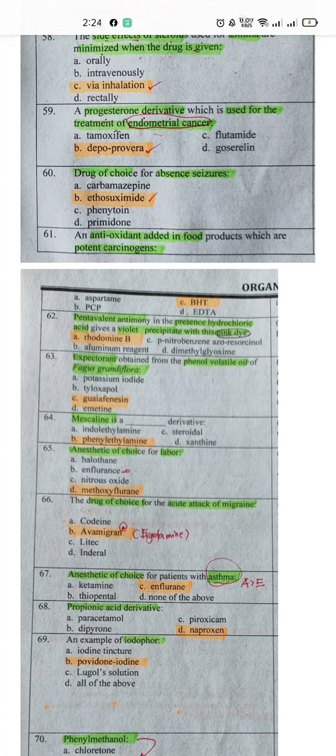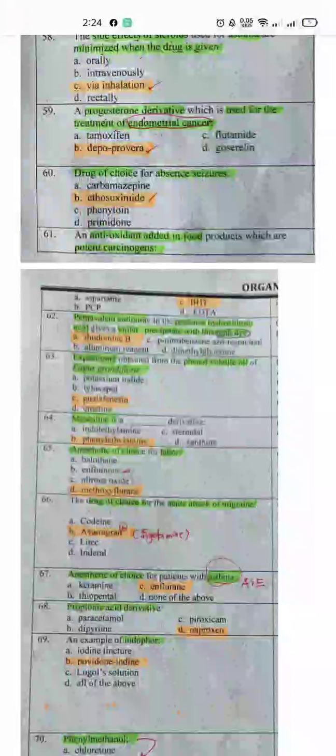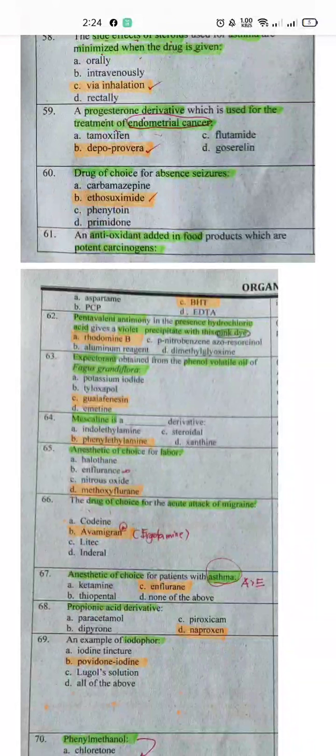So, number 63, expectorant obtained from phenol volatile oil of Fagus grandiflora is your guaifenesin. So, guaifenesin is derived from a phenol volatile oil of Fagus grandiflora. So, your guaifenesin is used for symptomatic relief of respiratory conditions characterized by dry, non-productive cough and the presence of mucus in the respiratory tract.